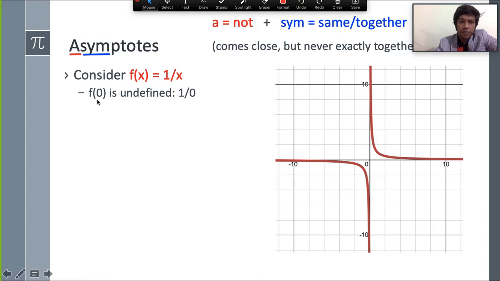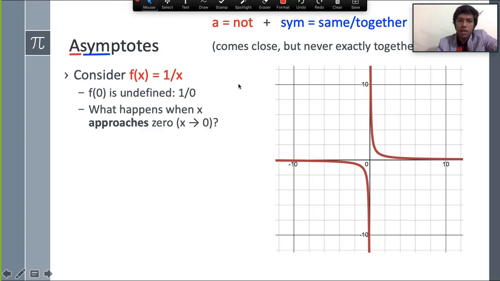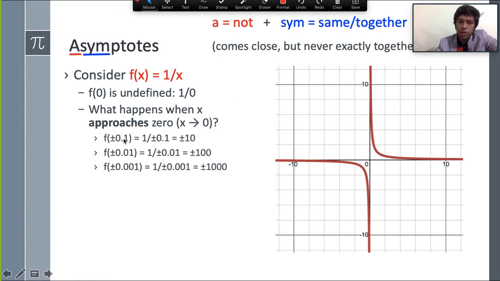First of all, if x equals 0, then it is undefined. That means x equals 0 cannot be possible for this graph. Then what happens when x approaches 0? That means if the x value is smaller and smaller and smaller, what happens? If you put 0.1, then you get 10. The value is increasing. You are giving a small value, and the value is increasing.